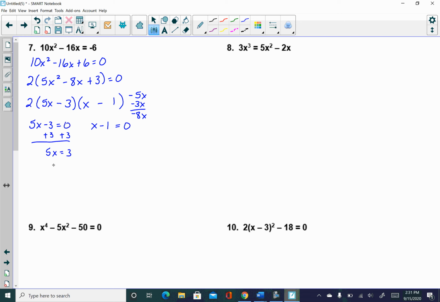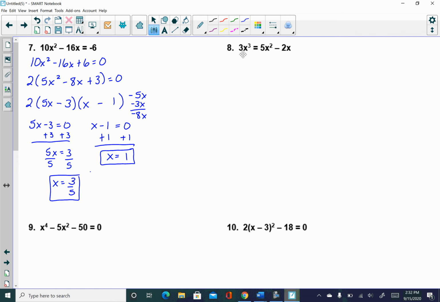5x equals 3. Divide by 5. So x equals 3/5. That's one answer. And come over here. That's a simple solve. Just add 1. So x equals positive 1. So we've got 2 answers, a positive 1 and a 3/5. Okay. So again, if you pull out a common factor, if it doesn't have a letter with it, you don't need to set it equal to 0.